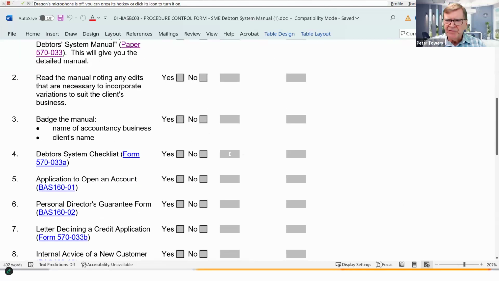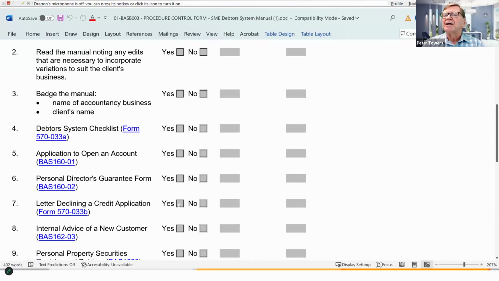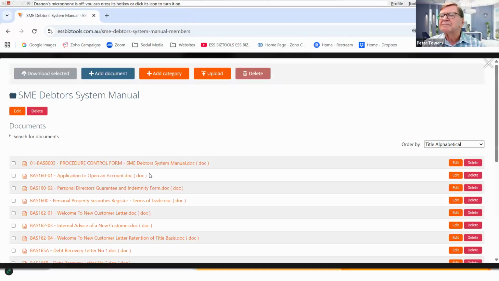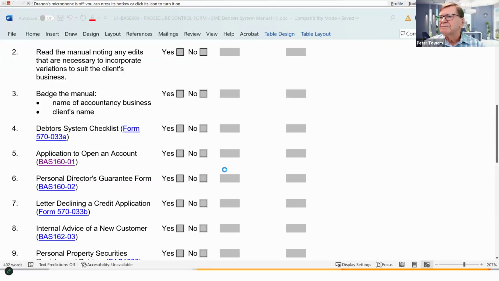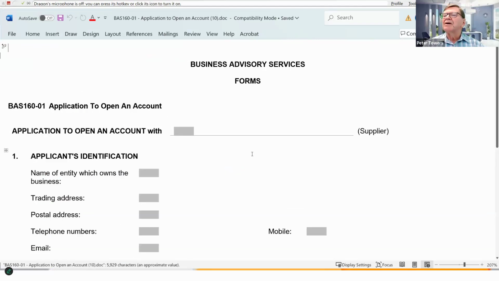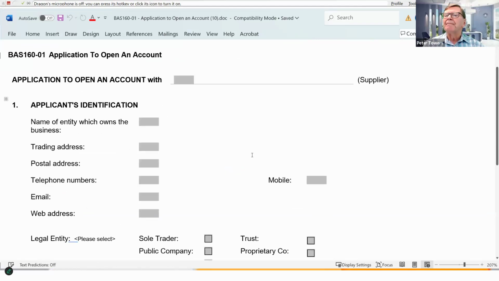So I'm now flicking through the remaining parts of the system. There's a debtor system checklist. There's an application to open an account. Here's that application form now.